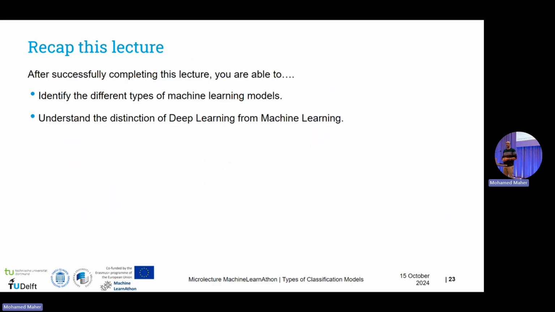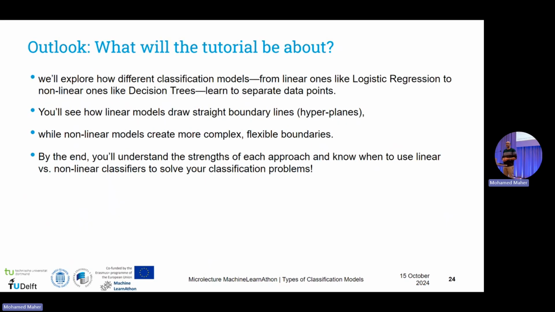To recap this lecture, you should now be able to identify the different types of machine learning model families and understand the distinction between deep learning and machine learning. As hands-on practice, in the tutorial that follows this micro lecture, we are going to explore how different classification models act, from some linear and nonlinear models. We are going to find out what the decision boundaries of linear and nonlinear models look like. By the end, you will understand the strengths of each approach and know when to use linear or nonlinear classifiers to solve your classification task.